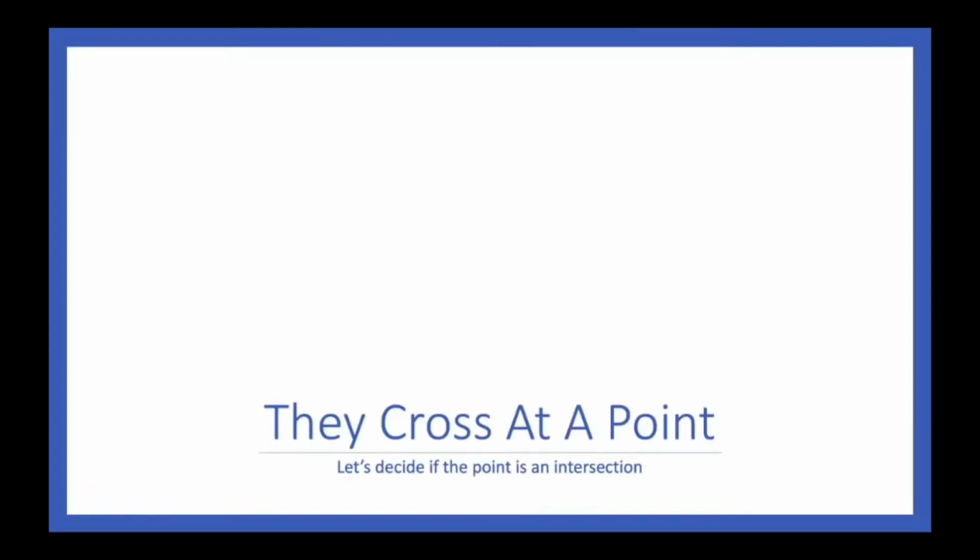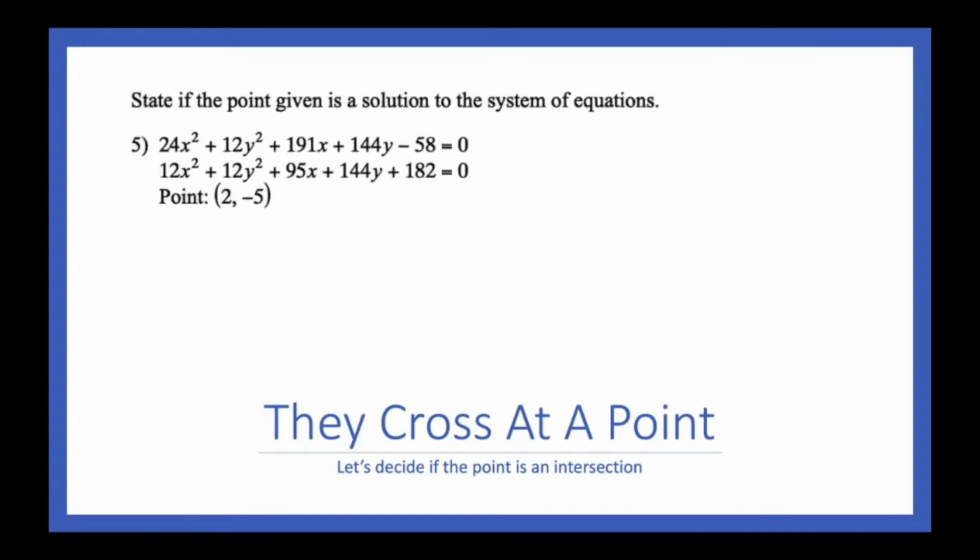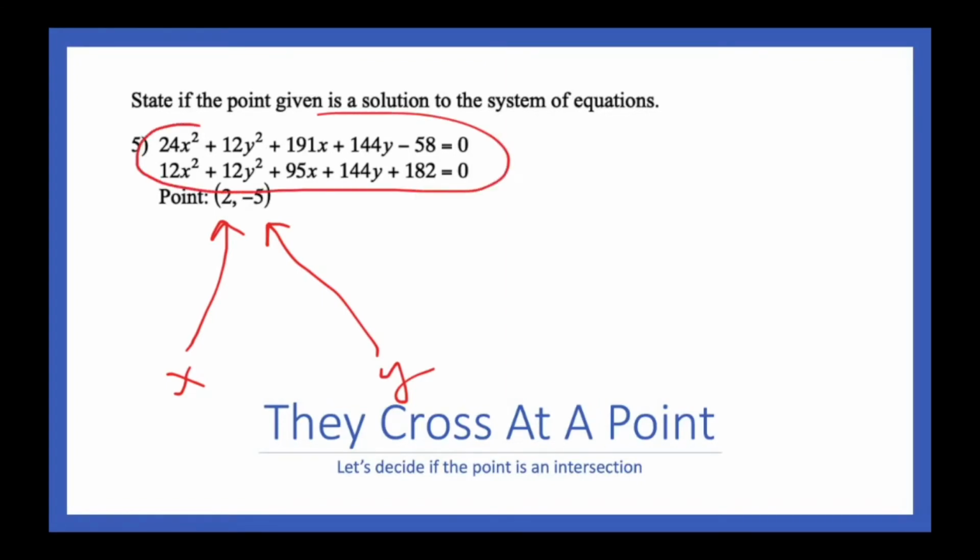Now we're going to take conic sections and find where they cross, but we're not going to do that on a graph. We're going to do that by solving them algebraically. So we're going to do number 5. We're going to start off small, and I'm not going to ask you where they intersect, but I'm going to ask you if this point is a point of intersection, yes or no. So we have to decide if this is. We have an x value of 2. We have a y value of -5. And we want to know if this is where these two conic sections could cross.